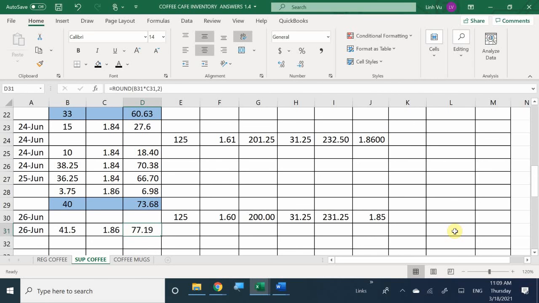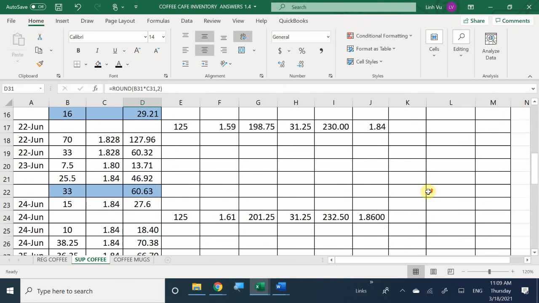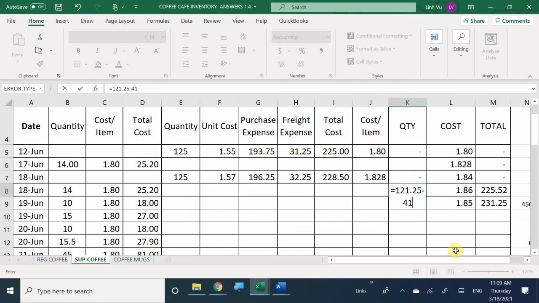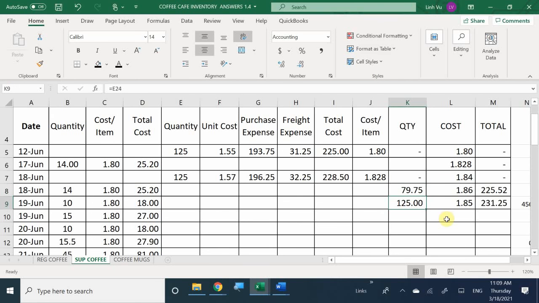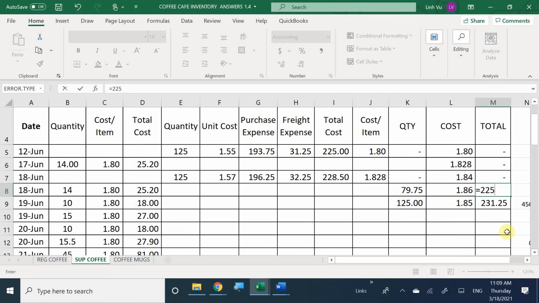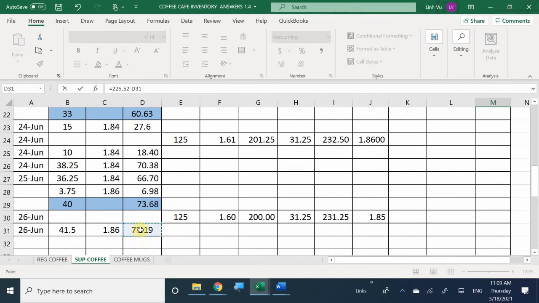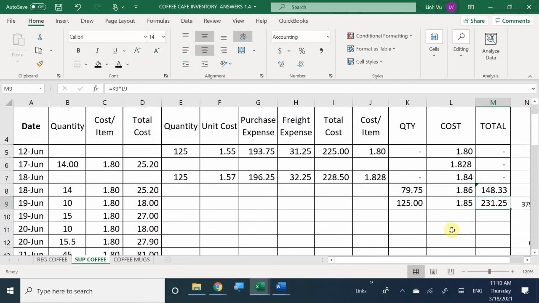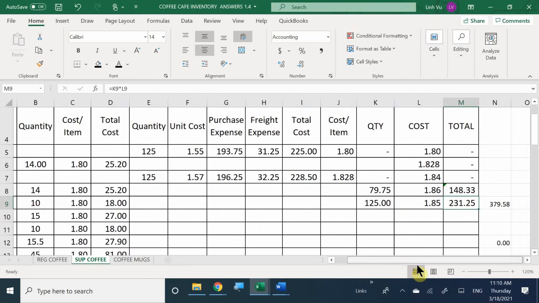Yes. Okay, so now let's go ahead and update our inventory. Remember, we have that 1 penny off, so we need to adjust the total cost as well. It's 41.50 pounds that we're getting rid of. What is 121.25 minus 41.5? 79.75. And here we need 225.52 subtract the 77.19 to get a grand total of 148.33. Making my total amount in there 379.58.